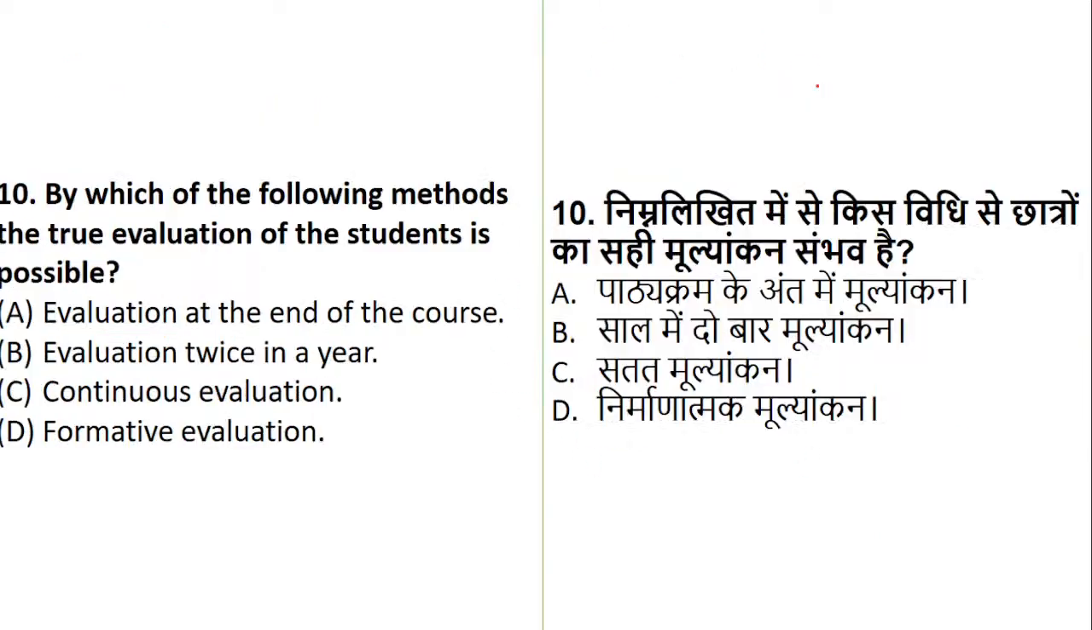Fine. So now coming to question number 10, everyone. By which of the following methods is the true evaluation of the student possible? This question is actually from evaluation only, but a very simple question they have given. Evaluation at the end of the course, evaluation twice in a year, continuous evaluation, or formative evaluation. See, this is a very general question. Don't get a bit confused when you answer.